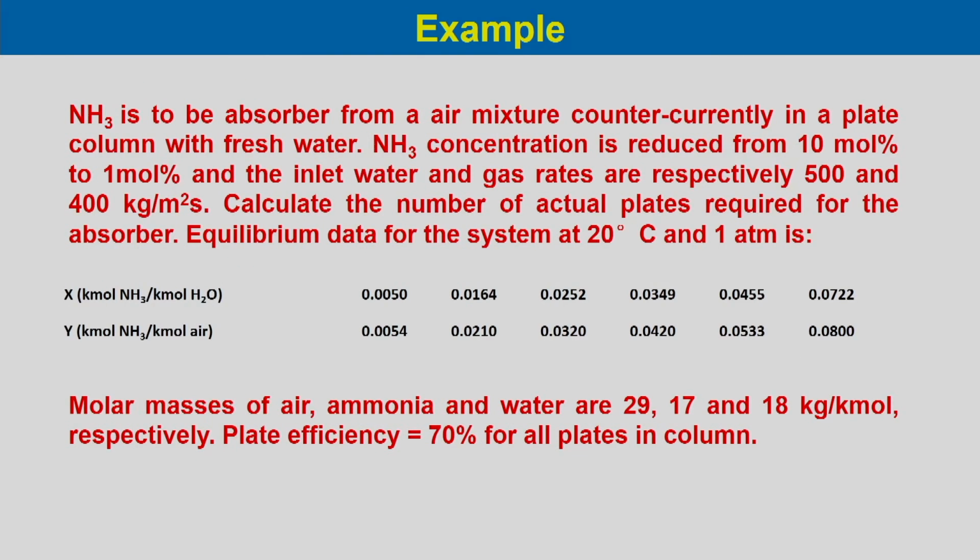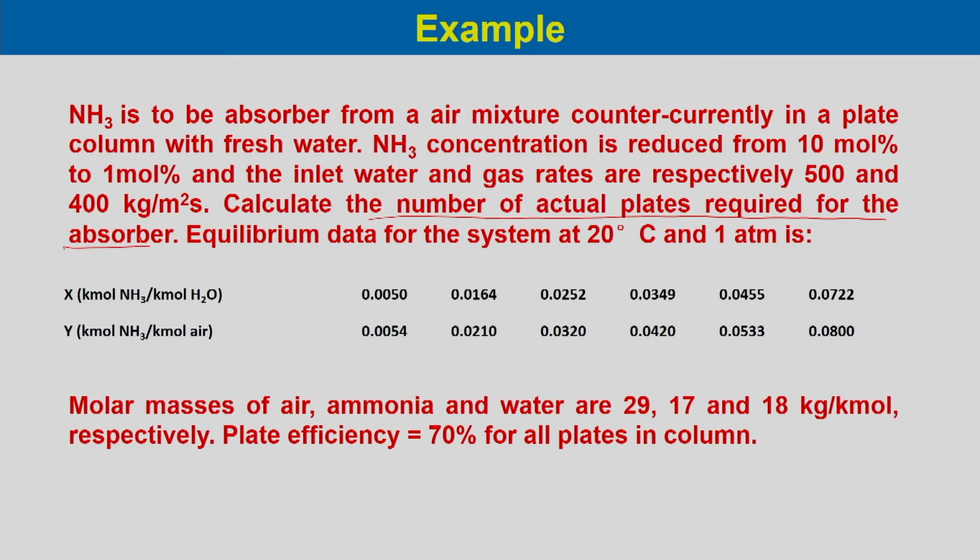Let us consider an example to solve this type of problem. Ammonia is to be absorbed from an air mixture countercurrently in a plate column with fresh water. Ammonia concentration is reduced from 10 mole percent to 1 mole percent, and the inlet water and gas rates are respectively 500 and 400 kg per meter square second. Now, we need to calculate the number of actual plates required for the absorber.